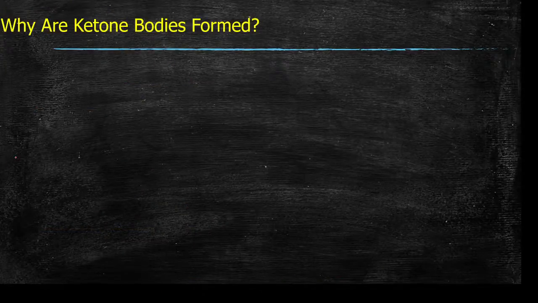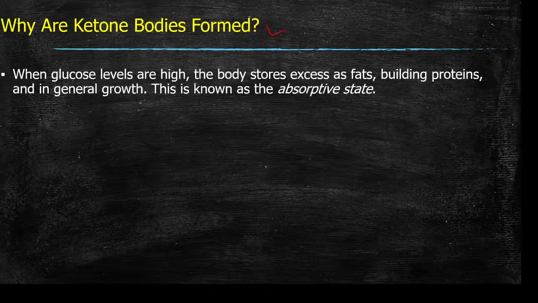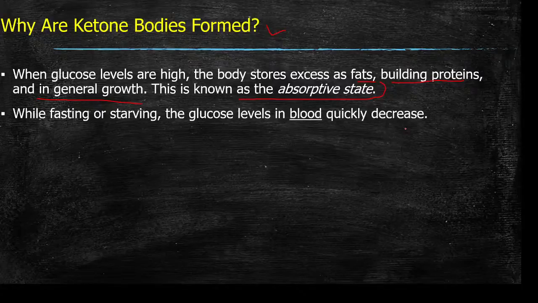So now, the question is why these ketone bodies are formed? What is their role? When glucose level is very high, the body stores the excess as fats, it builds proteins, and it also utilizes the glucose and other fats and proteins in general growth. Okay, so this condition, when we have a sufficient amount of glucose and our body is able to utilize that glucose, is known as the absorptive state. Our body is absorbing the glucose very well.